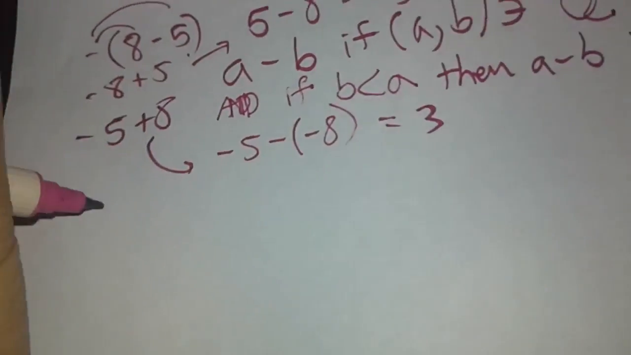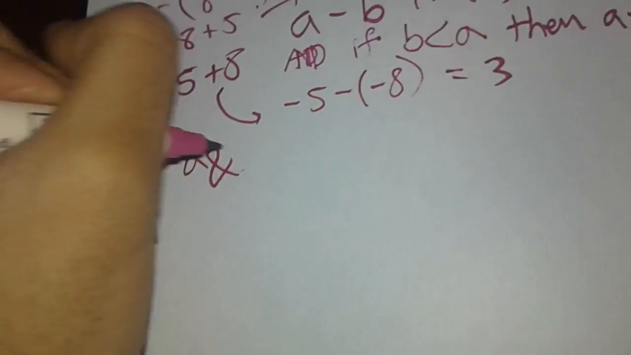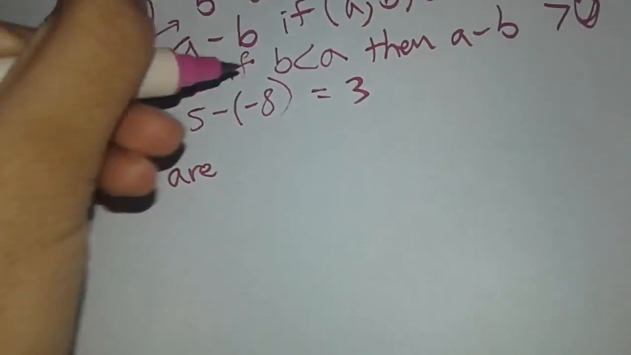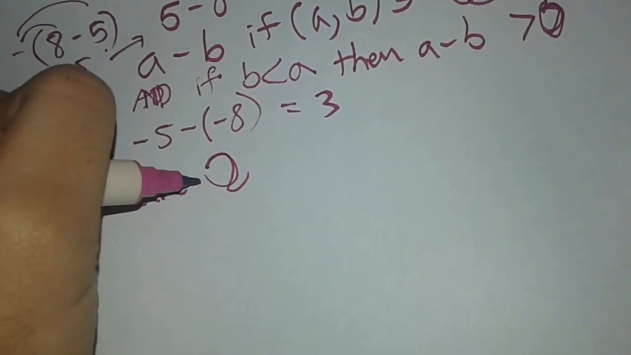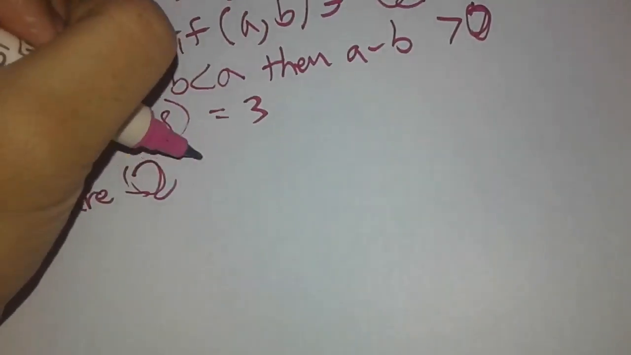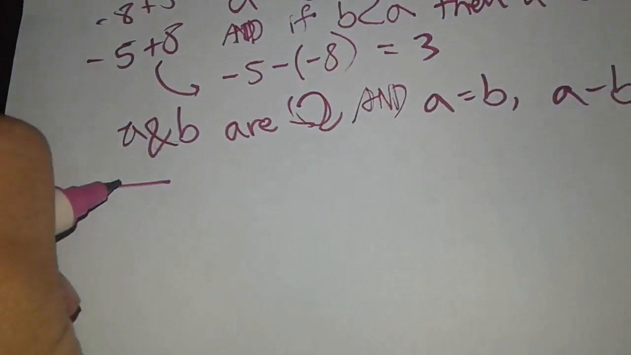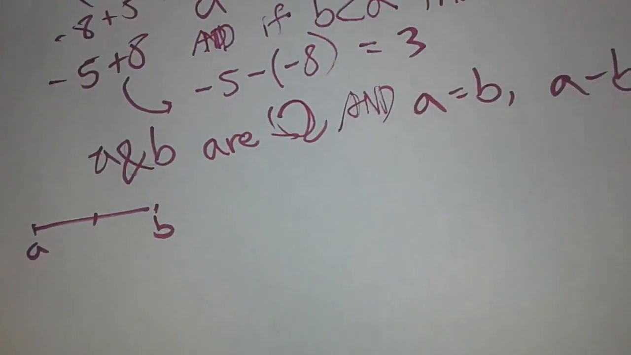If we have both A and B, and they are just rational numbers, I guess, or real numbers, whatever. If they're the same, and A equals B, then A minus B equals 0. It's pretty much shown easily if you have A and B and they're equidistant.